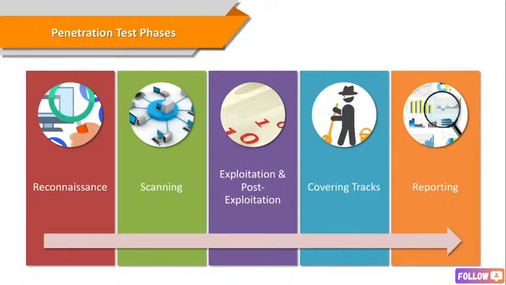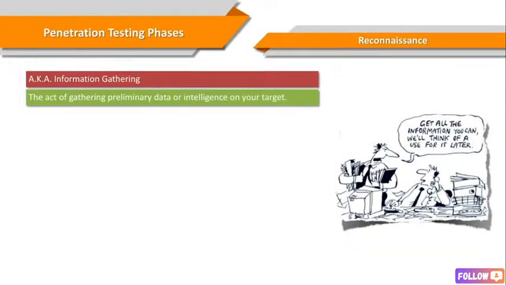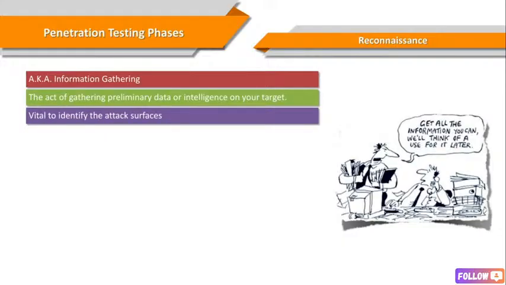It's where you're going to report the findings and share recommendations to remediate the vulnerabilities and weaknesses. So let's have a look at these phases in detail. Reconnaissance. As you already know, it's the act of gathering preliminary data or intelligence on your target. The data is gathered in order to better plan for your attack. The success of the pen test depends on the accuracy of your reconnaissance.